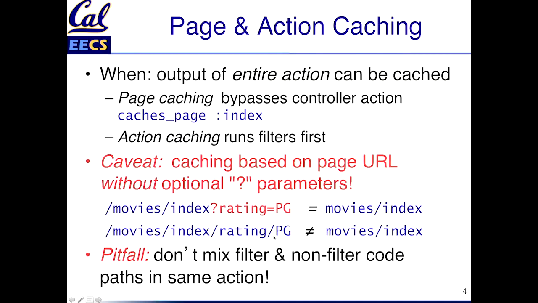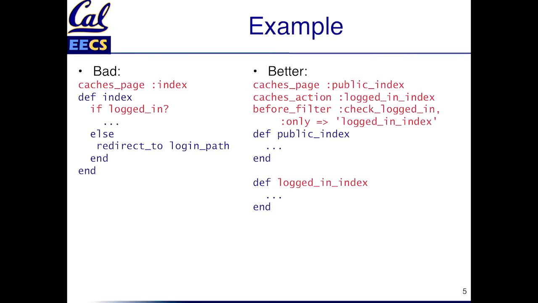Because of the difference between page and action caching, that whether Rails gets involved to run the filters or not, a caveat is you also don't want to mix filter and non-filter code in the same action. So what do we mean by that? If you look at the example on the left here, I'm using the caches page directive to tell the controller, once you've generated the page corresponding to this action, it's fine to hand that off to the web server. And the web server can serve future copies of it until I tell you it's changed.